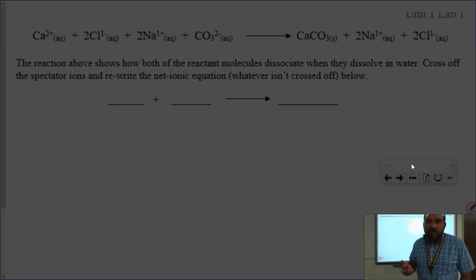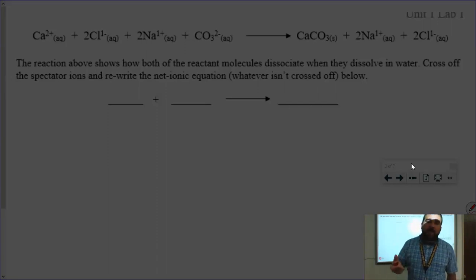Here's the deal. Last year, we would have given you this reaction like it was written on the front of this lab sheet. But this year, we're going to learn about dissociation, and we're going to learn that when salts are in water, they break apart. So it's more accurate to write it like this.